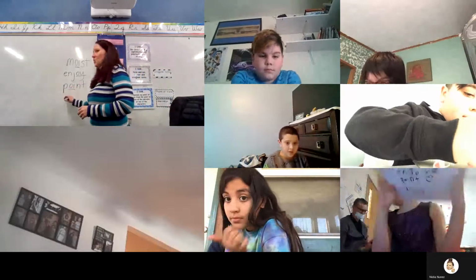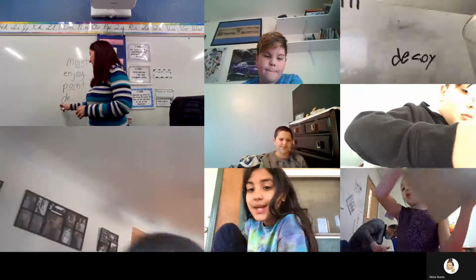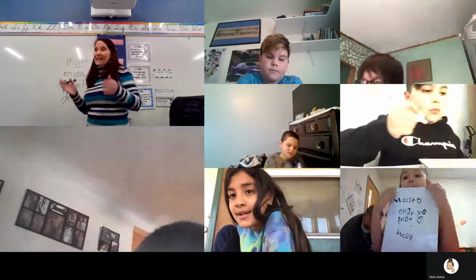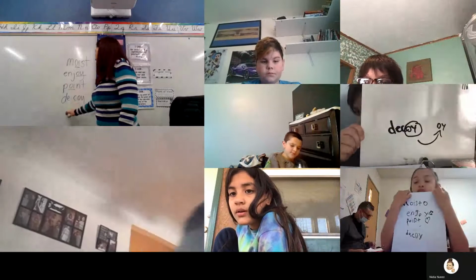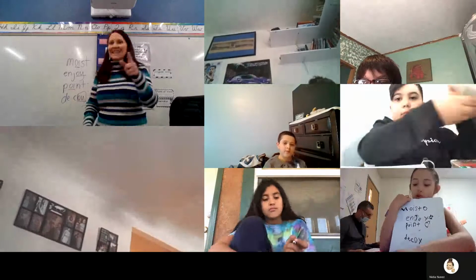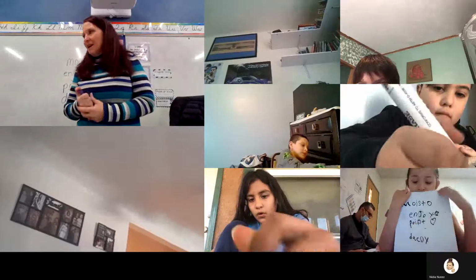And you are right, decoy has D-E because that's the first syllable and it needs that letter E because we need a vowel in the first syllable. And then coy, C-O-Y. So the O-Y is at the end of the word. All right, good job, boys and girls. If you got that right, go ahead and give yourself a little tally mark.